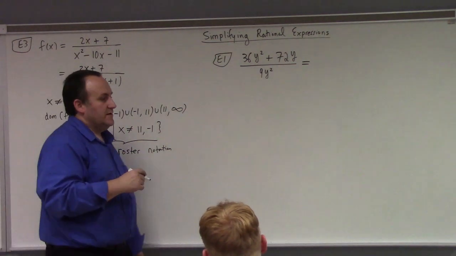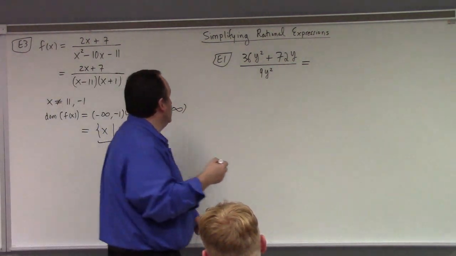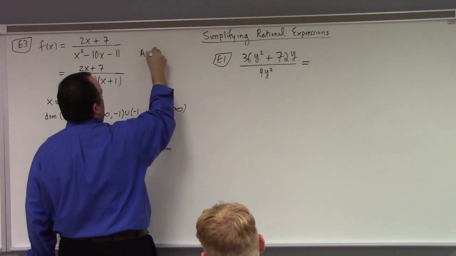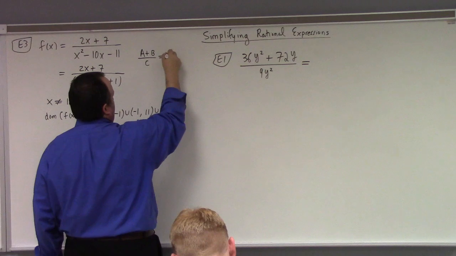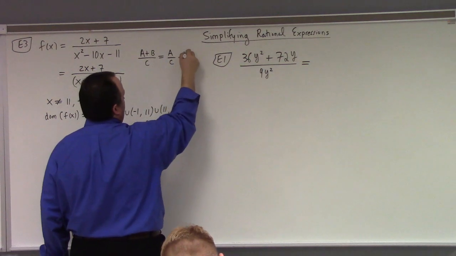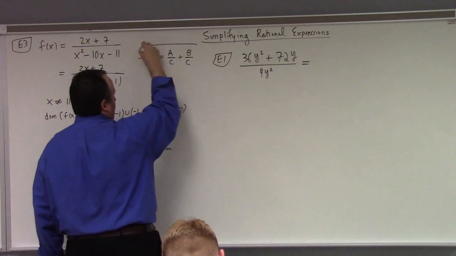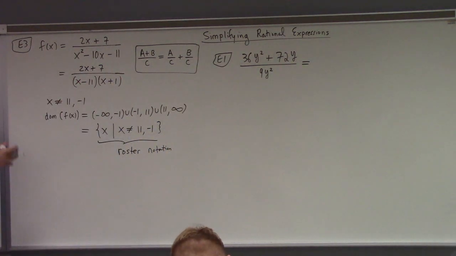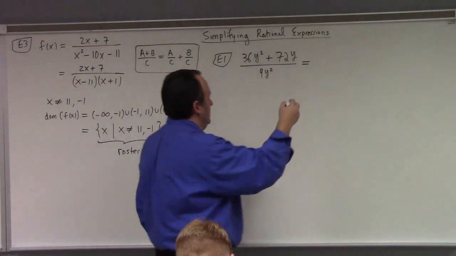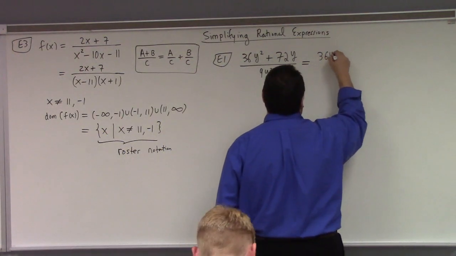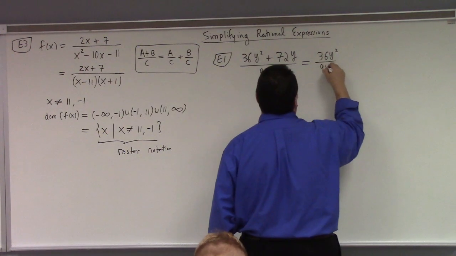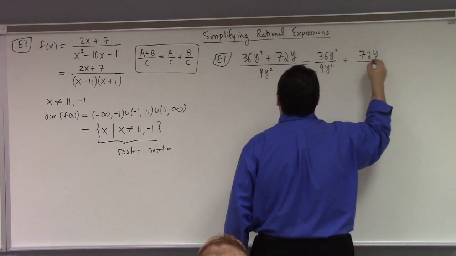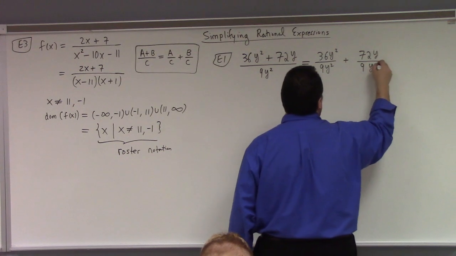So just a general comment. Whenever we have a fraction of the form a plus b over c, we can write that again as a over c plus b over c. So there's one of the laws of algebra for you. Something to look for. So we can use that here. We have 36y squared over 9y squared plus 72y over 9y squared.